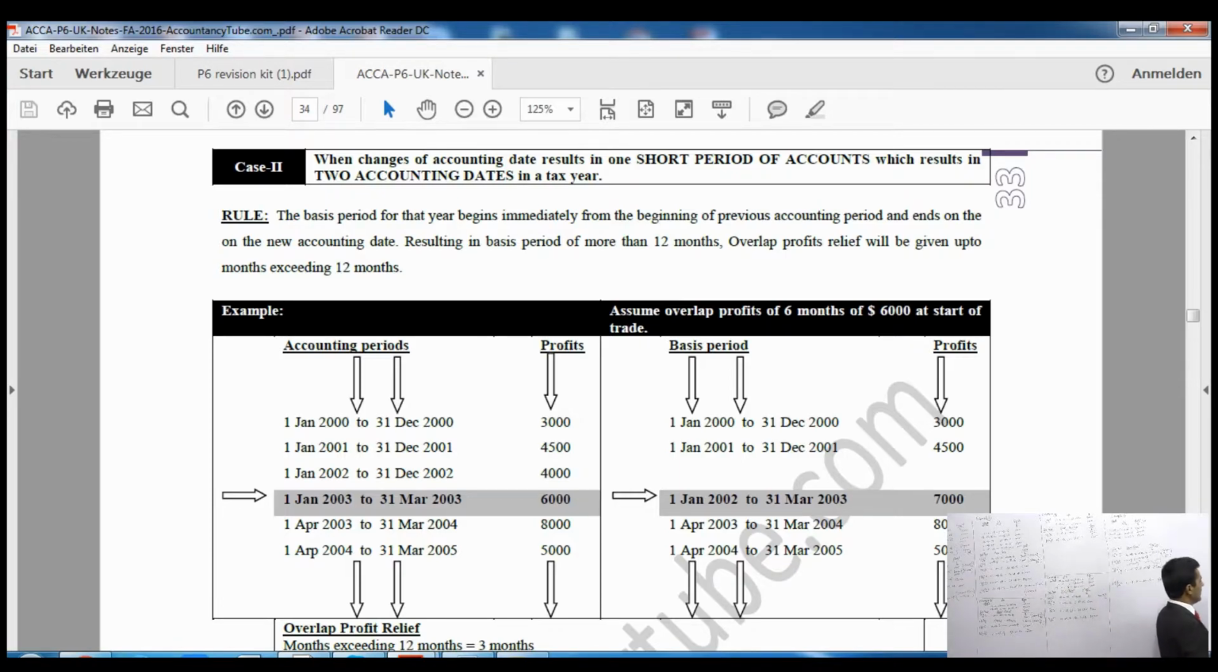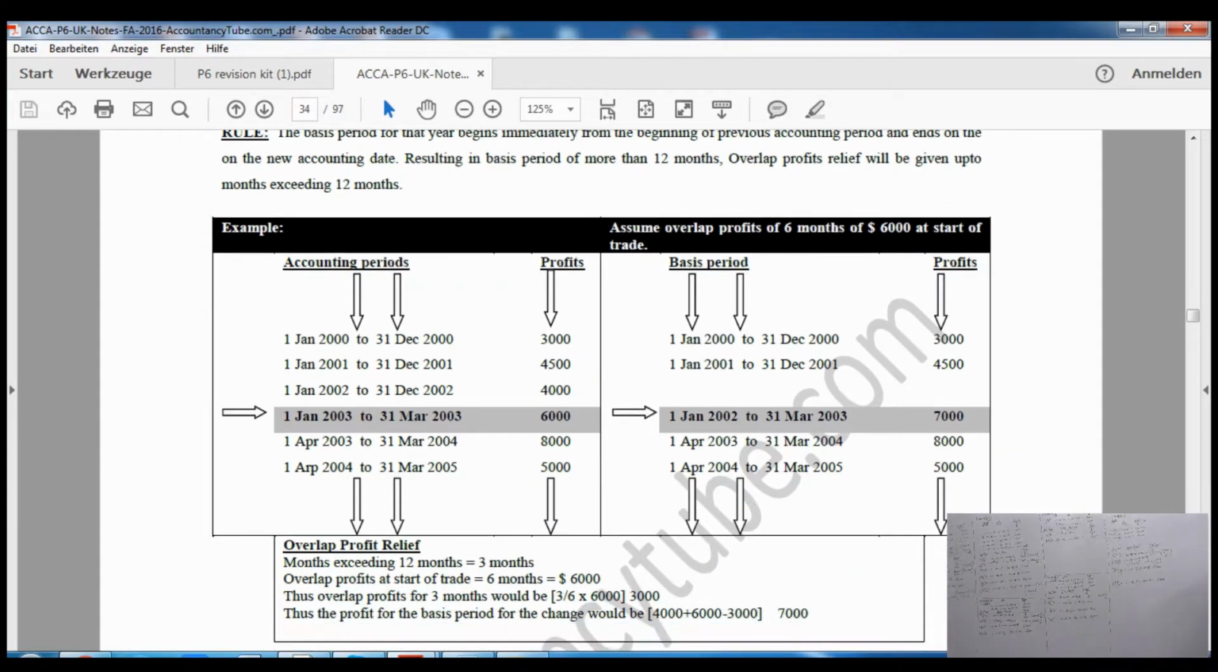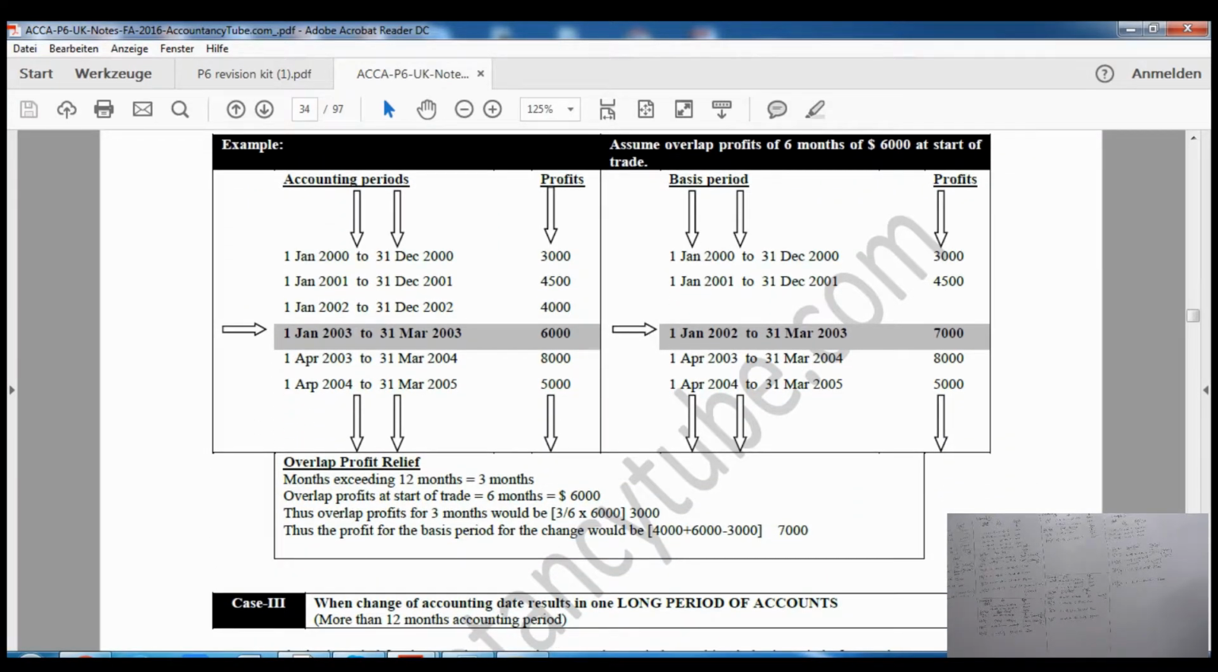Now in the example's case, if you look on the left side, where the accounting periods are given, there are different accounting periods. It started from 1st of January 2000 to 31st of December 2000, and 31st December was the year end every year. If you look at the shaded area, he made a change in the accounting date, and he wanted the year end to be on the 31st of March every year. So when he made the change, it was from 1st of January 2003 to 31st of March 2003. So just 3 months long. He made the accounting period just 3 months long, right? Which resulted in 2 accounting dates in a tax year.